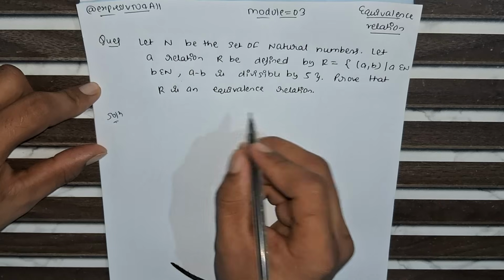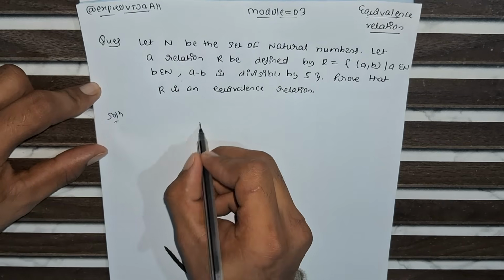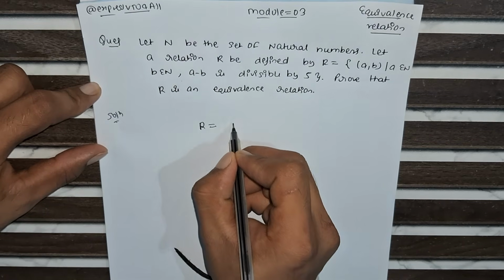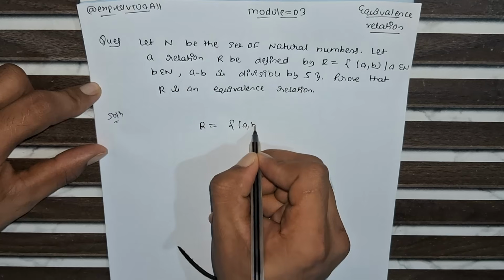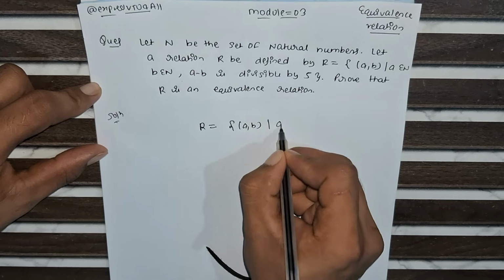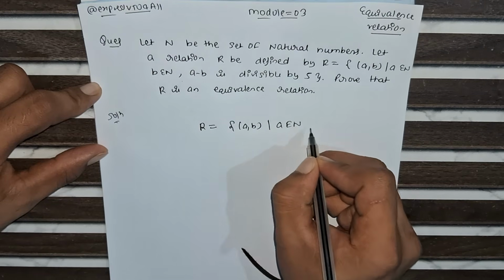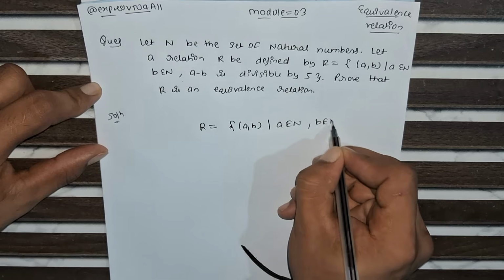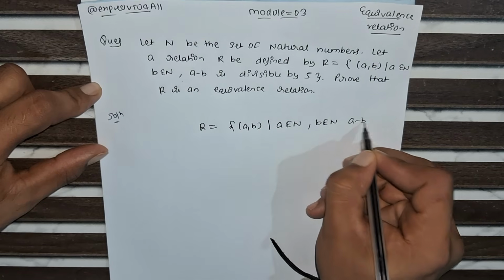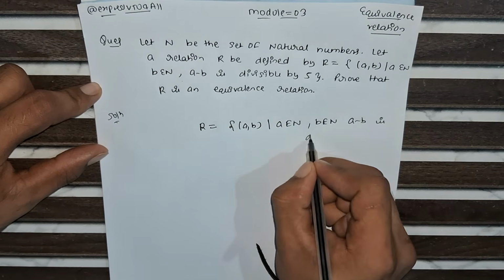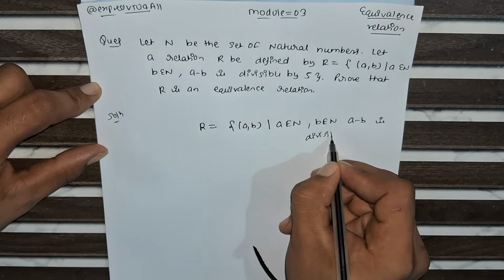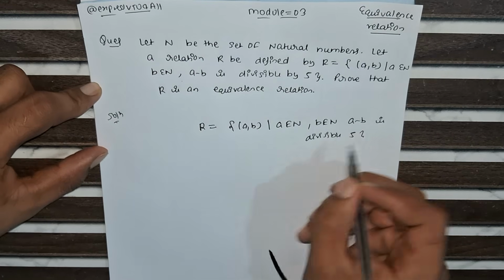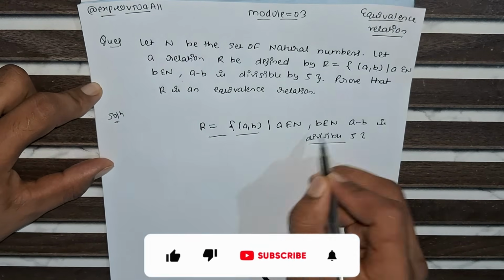So let us write the relation which is given here. R equals {(a, b) : a belongs to the natural numbers and b also belongs to the natural numbers, and a minus b is divisible by 5}. This is the relation which is given in this question.